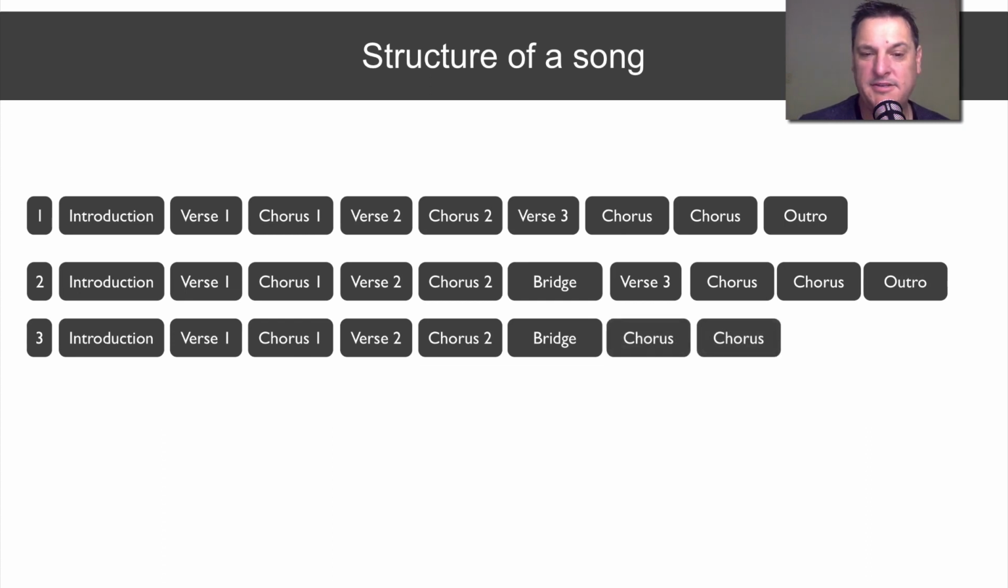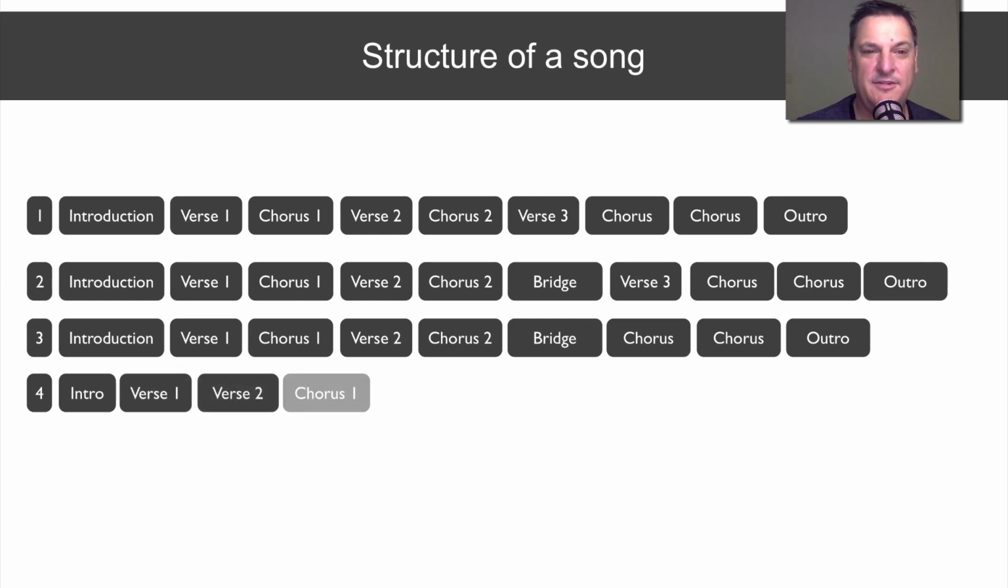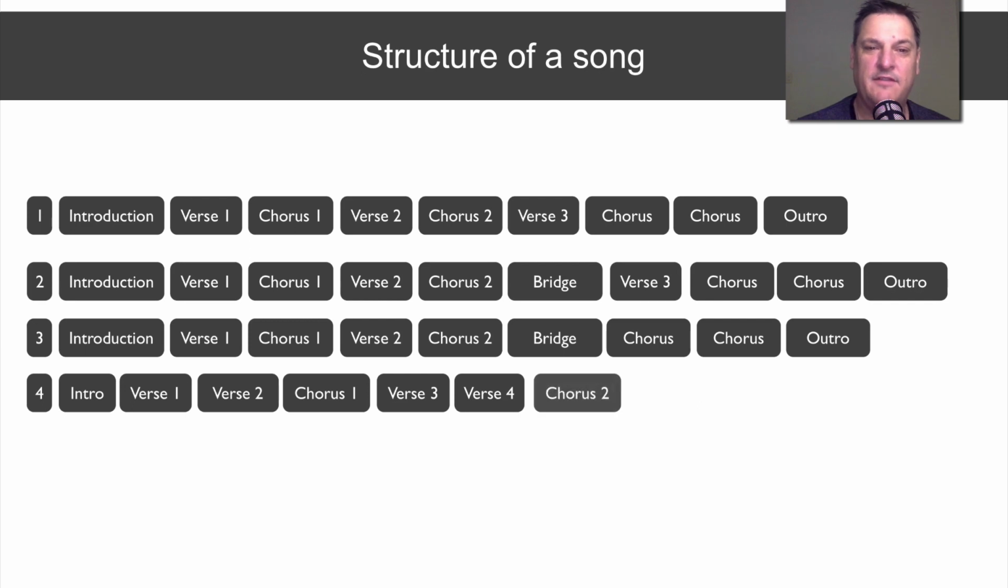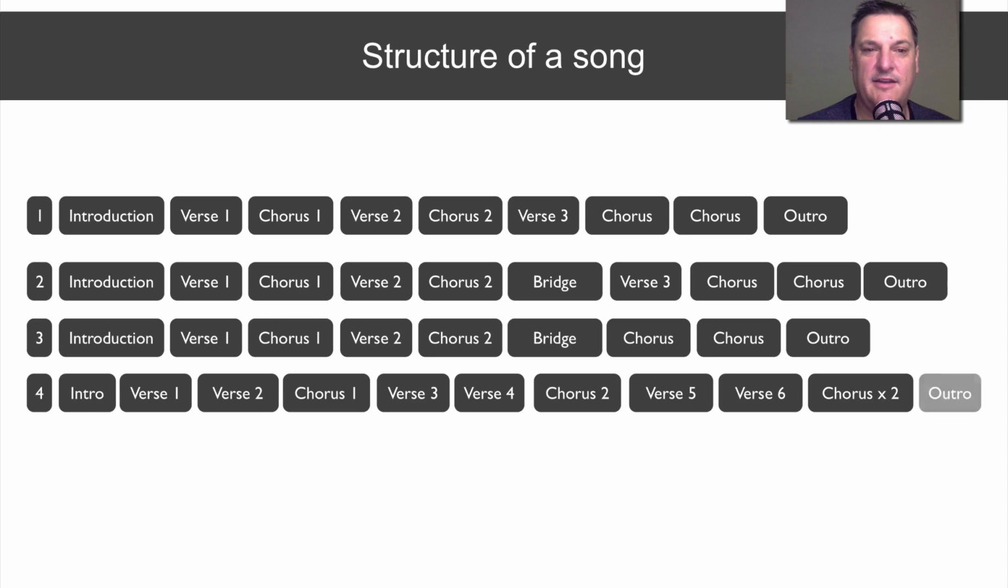Then the chorus repeats, then we have an outro. And the final version, or final example, we could look at is an introduction, verse 1, then verse 2, followed by a chorus, verse 3, verse 4, chorus number 2, verse 5, verse 6, then a chorus again, and another chorus, and an outro. And I said that was the last one.